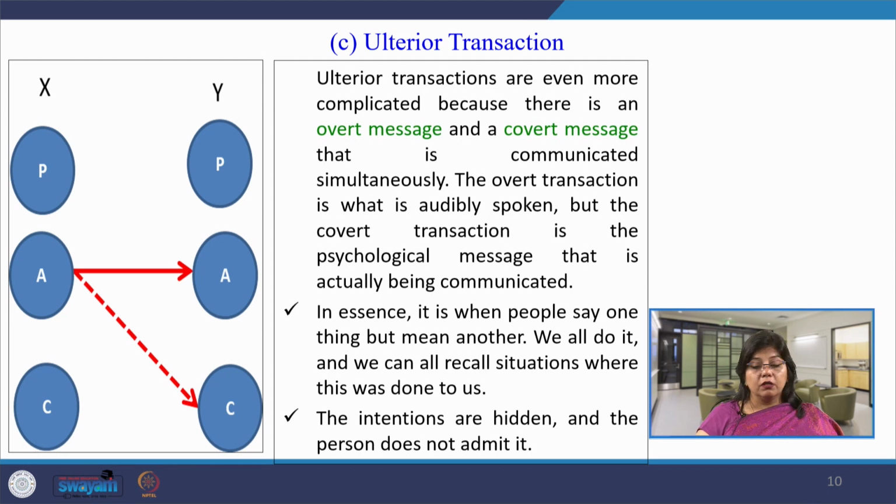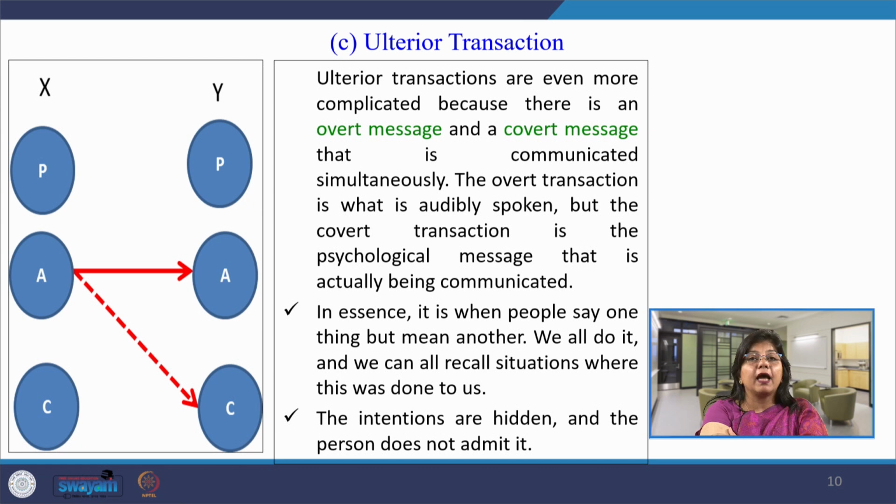The overt transaction is audibly spoken, what you are speaking the other person can hear, but the covert transaction is the psychological message that is actually being communicated. The covert message is that psychological message which has the hidden message in it, which the other person has to try to understand the meaning of. So, in essence, it is when people say one thing but mean another, like, hope to see you soon. Maybe the overt message is very positive, but the covert, psychological message is that I do not want him to be there. So, this is about when people say one thing but mean another.